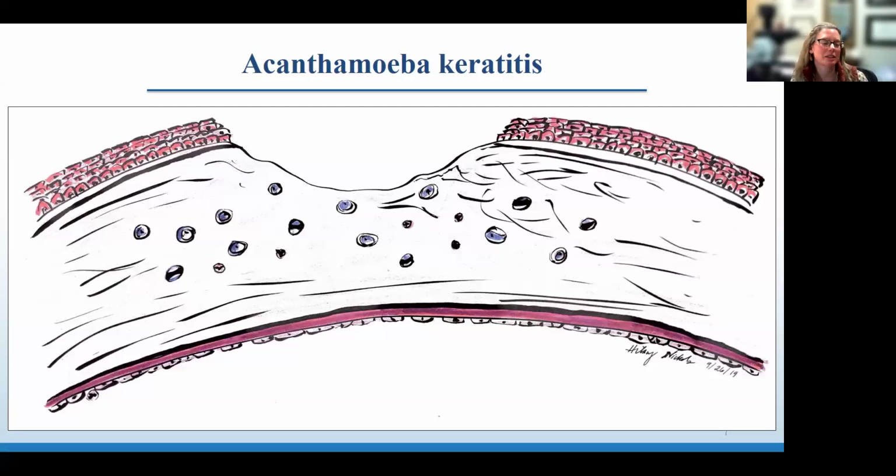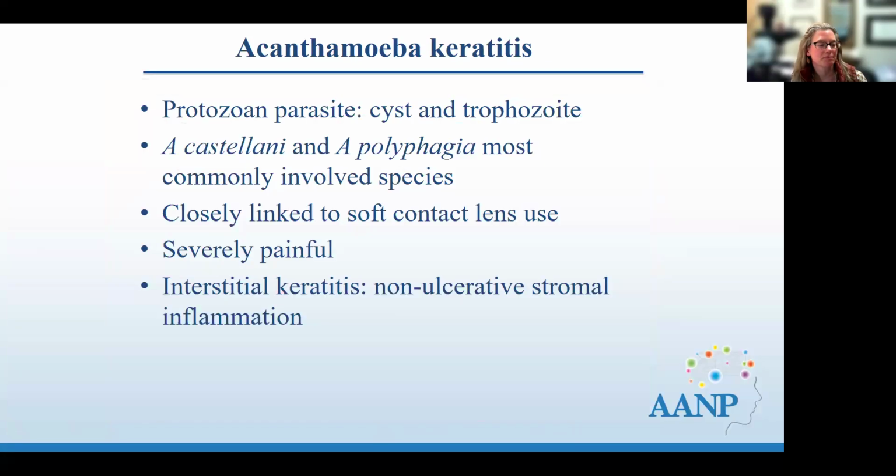Okay, so this is the Acanthamoeba keratitis. So what you see is an ulcerated cornea. You see these large organisms that penetrate the stroma. And the story is that this is a contact lens wearer who washed their contacts in fresh water. And so it's a protozoan parasite. It has both a cyst and a trophozoite form. There are two major types that you see, Castellani and polyphaga, that are most commonly involved. Again, this rose to prominence with soft contact lens use. Very, very painful. So they'll come in with a very painful interstitial keratitis.